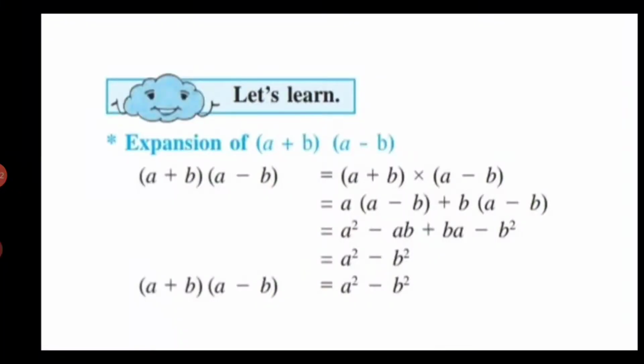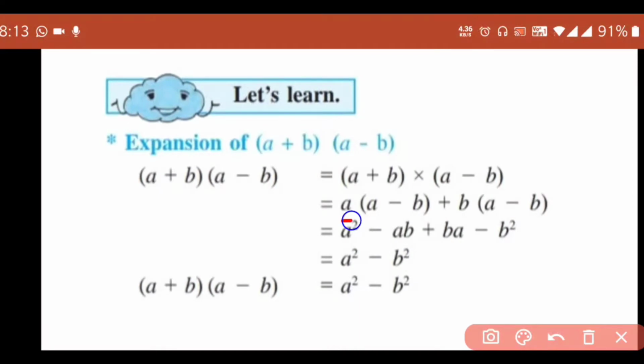Now before starting our practice set 51, let us learn the expansion of (a + b) into (a - b). So (a + b) into (a - b) is equal to a into (a - b) plus b into (a - b). That means first term from first bracket multiplied by second bracket, plus second term from first bracket multiplied by again second bracket. We do multiplication of two brackets in this way. Then we have to multiply the terms outside the bracket to the terms inside the bracket.